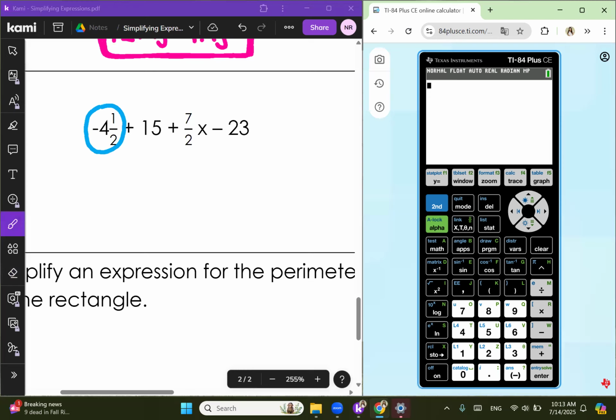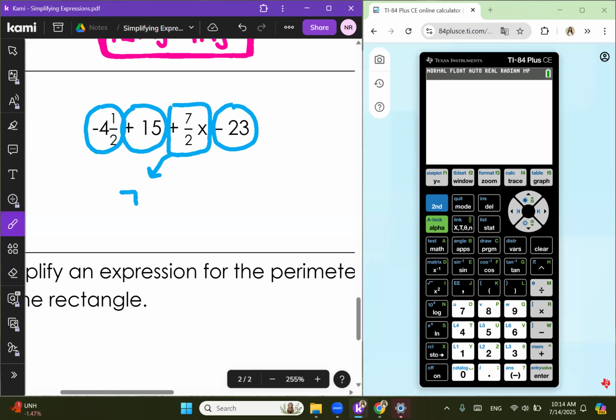Now, this is just a number, no variables. 15 is also a number without variables. This fraction here has a variable, so we're gonna put a box around it. And this one is a constant, no variables, okay? Because there's only one box in the whole thing, we're gonna bring down that box, 7 over 2x. But we do have to combine negative 4 and 1/2 plus 15 plus 23. Okay, now how do we write fractions in the calculator?